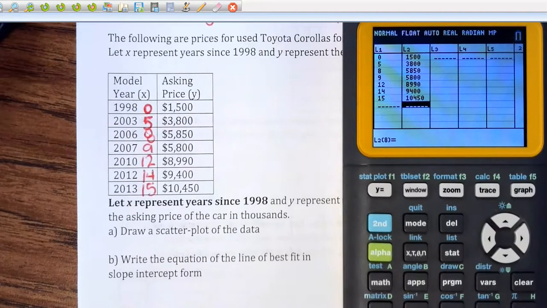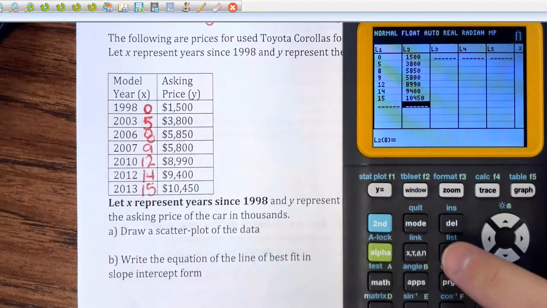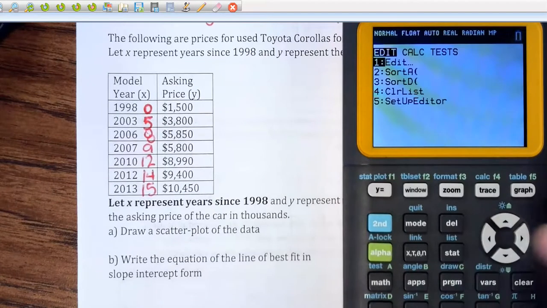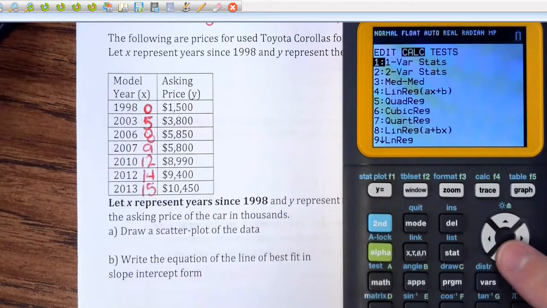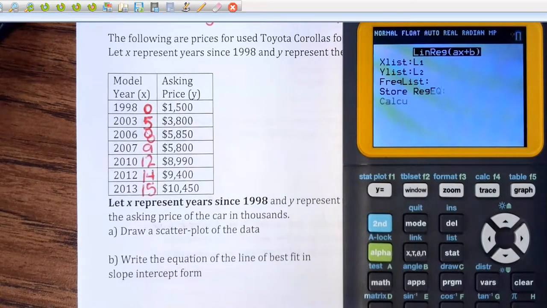Now, to get the line of best fit, this is predicting what the asking price of a brand new Toyota Corolla would be, based on what year it is. So this actually has some meaning. When we answer our question, it's actually going to predict something. Okay, so once you get your data in, just hit that stat button, arrow over to the calculate menu, and we want the line of best fit, so it's just number 4, and then just keep hitting enter till it shows up.